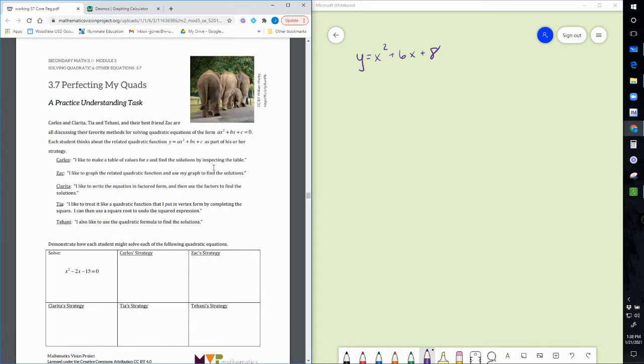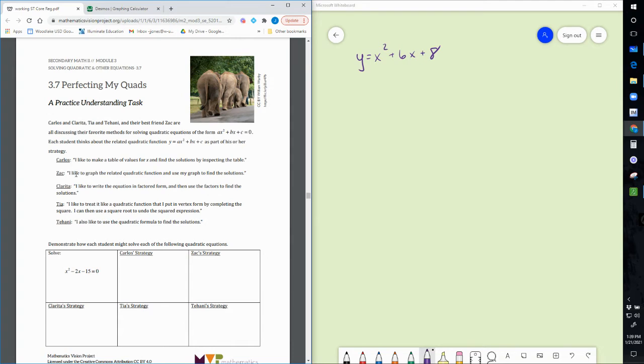So Carlos and Clarita, Tia, Tahani, and their best friend Zach are all discussing their favorite methods for solving quadratic equations in the form ax squared plus bx plus c equals 0. So they're basically all discussing their favorite method for solving for the x-intercepts when they're given an equation in standard form. Each student thinks about the related quadratic functions as part of his or her strategy. And then below that, it lists all the different strategies, right?